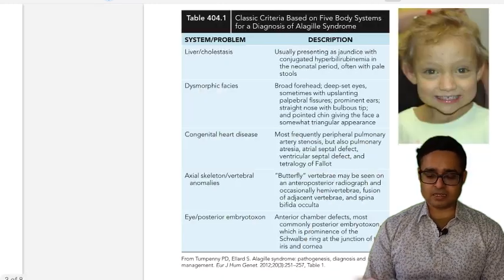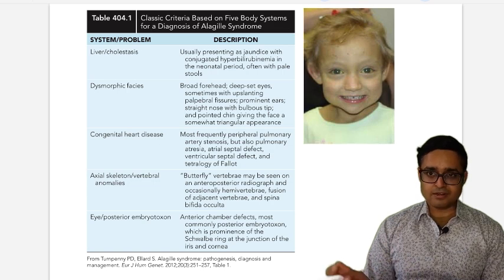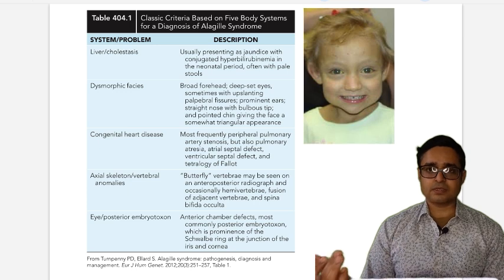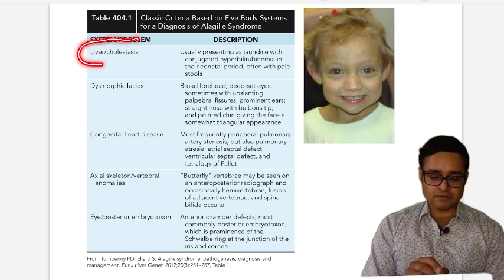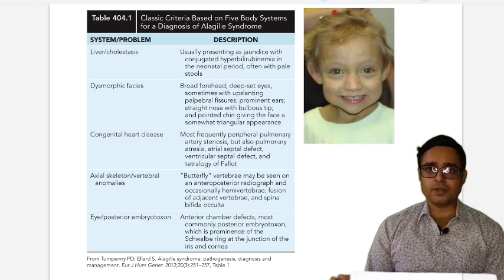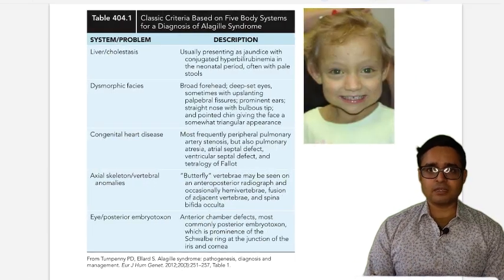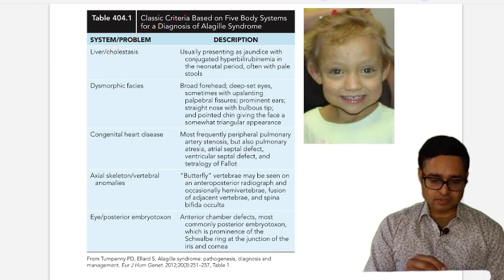Basically, this is a multi-systemic disorder. Okay, so we will discuss the important systems that are involved in Alagille syndrome. Liver, as we have seen, this is intrahepatic. We have seen this is paucity of intrahepatic bile ducts that leads to cholestasis. So this we have seen.